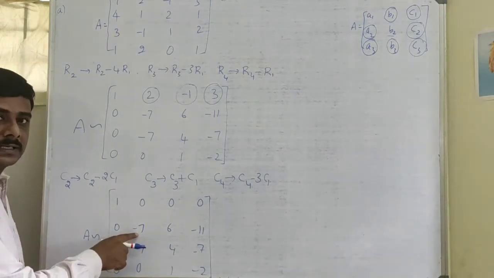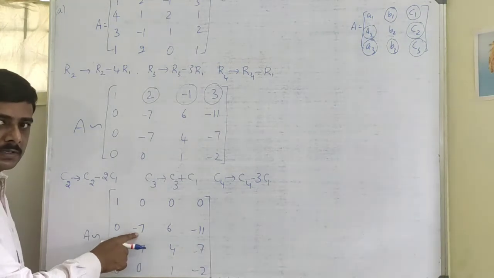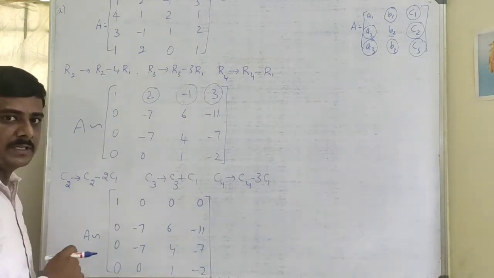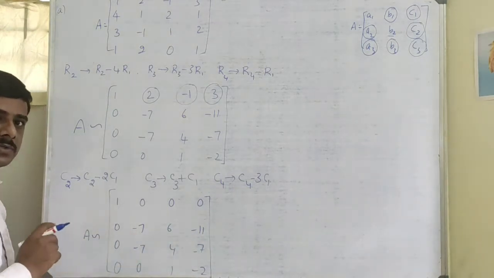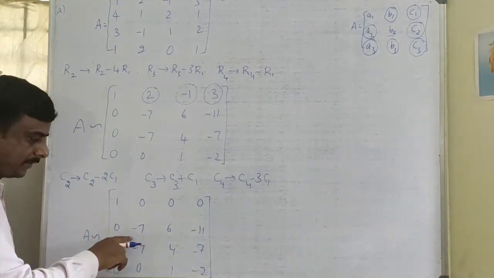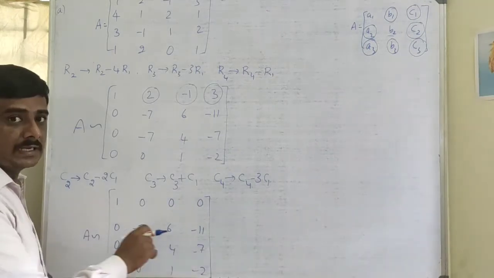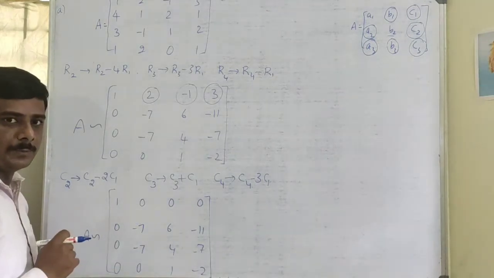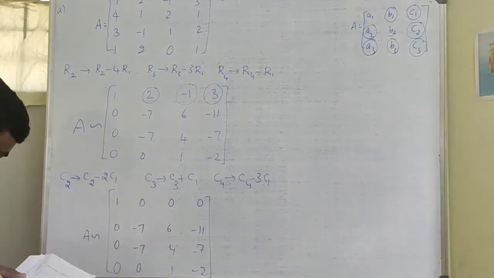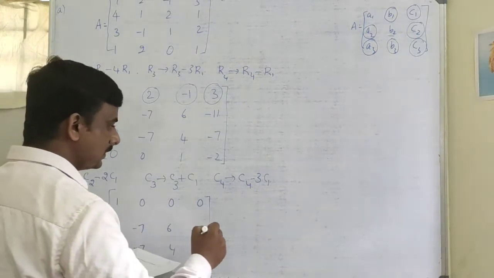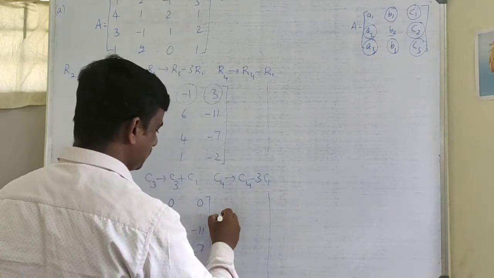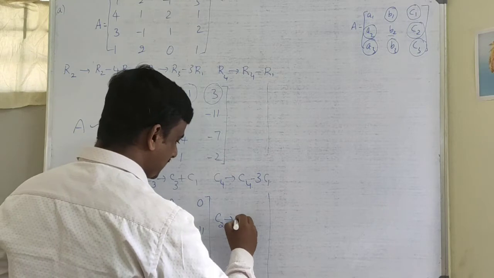Next I have to make this 1. Here I don't have 1, so I have to make this 1, then make this entry 0 and these two 0. To make this 1, I have to use a suitable operation. Don't divide that row by minus 7 to make it 1, because then you get fractions here, which will be difficult for further computation. So I have to make it 1 by avoiding fractions. I'll use the operation C2 changes to C2 plus C3.